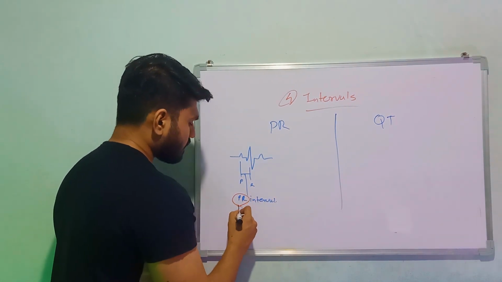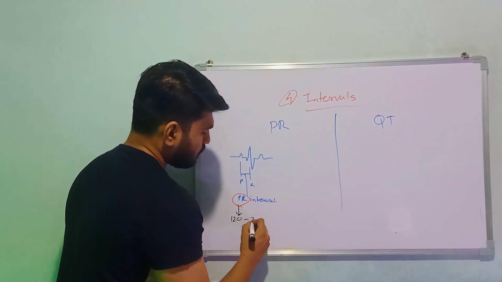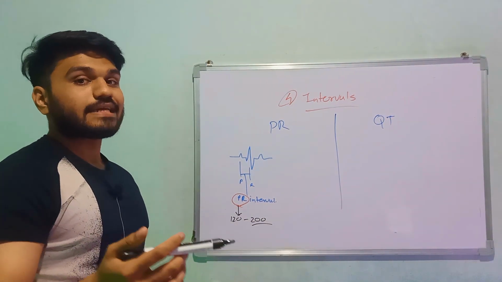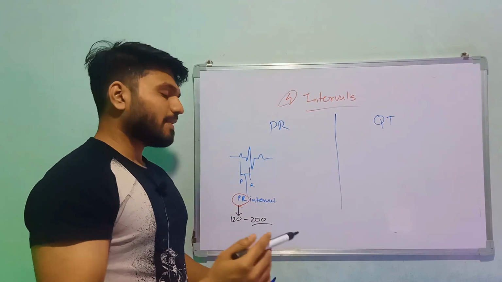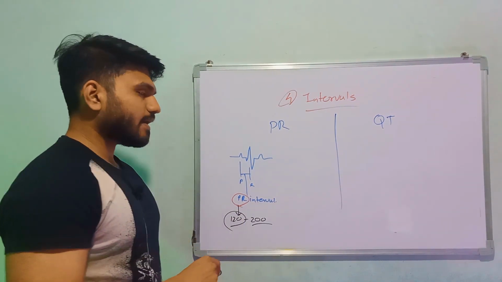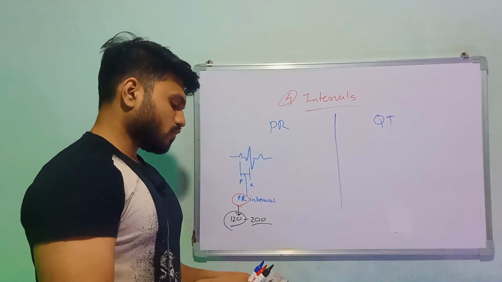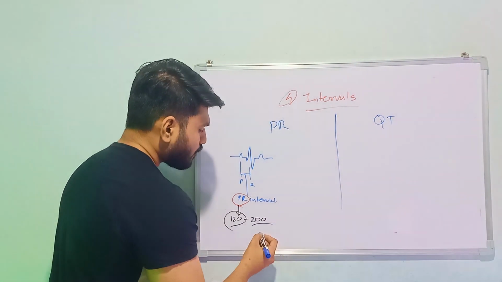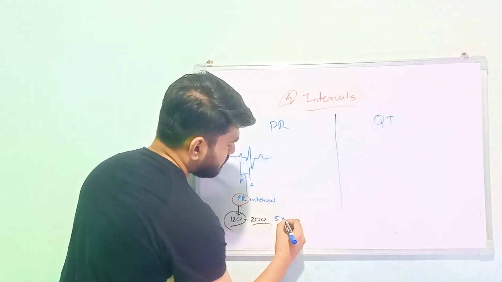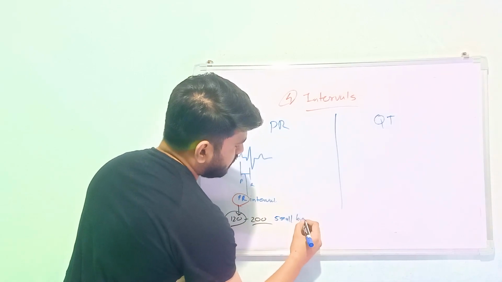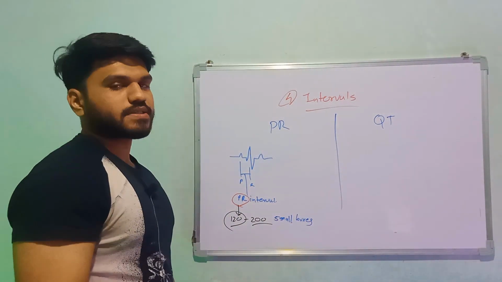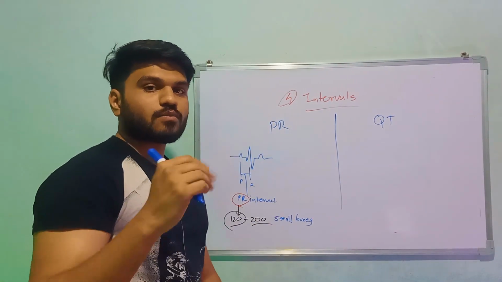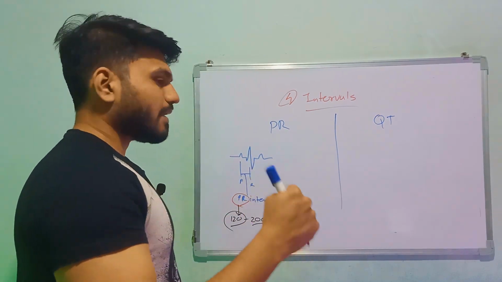So normal PR interval range is 120 to 200 millisecond. If it is more than 200 millisecond, then it is wider, then it is prolonged PR interval. If it is less than 120, then it is short PR interval. So you can say that this is more than 200 millisecond. You have to see 5 small boxes. If it is more than 5 small boxes, then it is prolonged PR interval, and if it is less than 3 small boxes, then it is short PR interval.